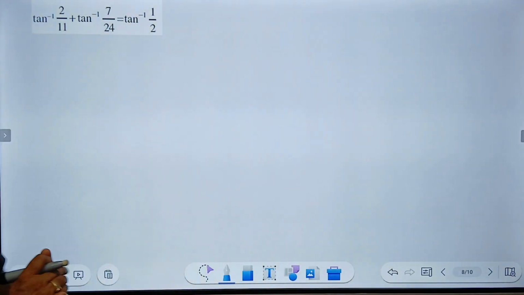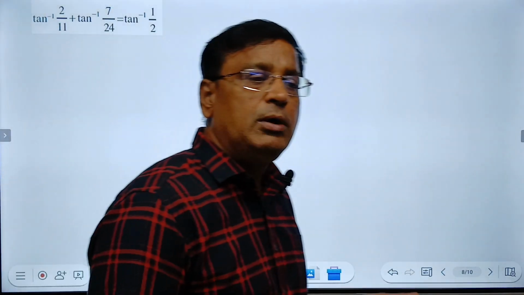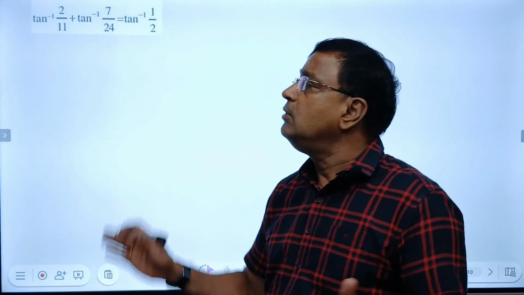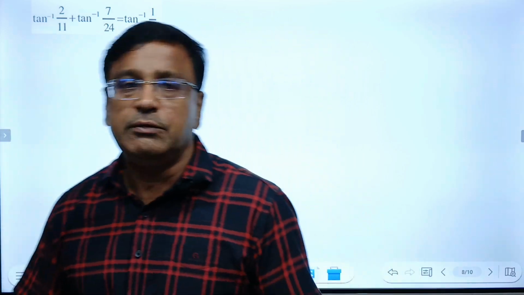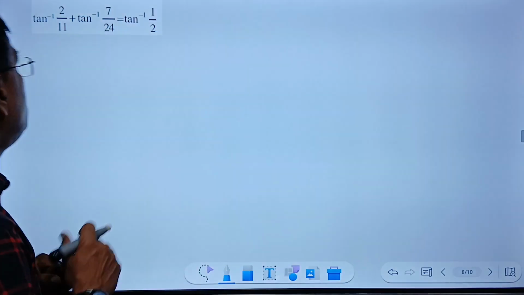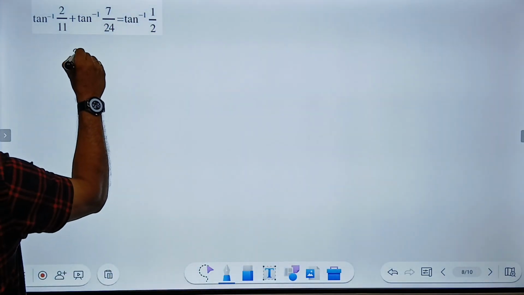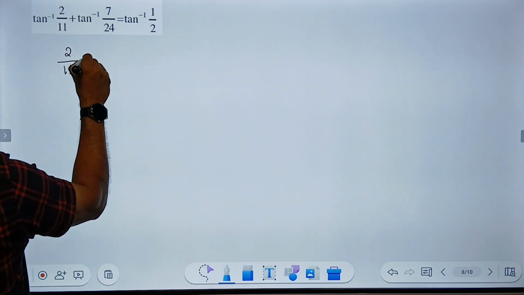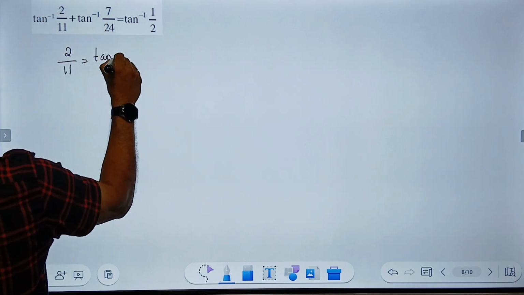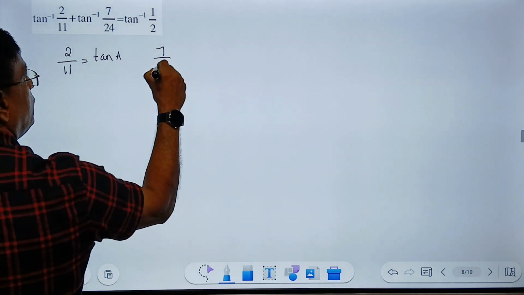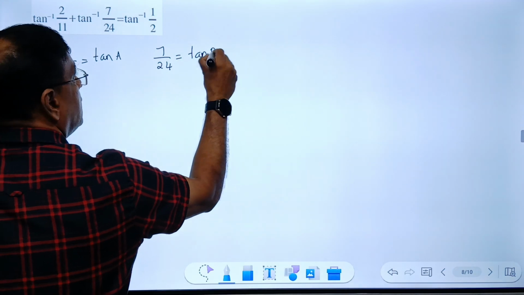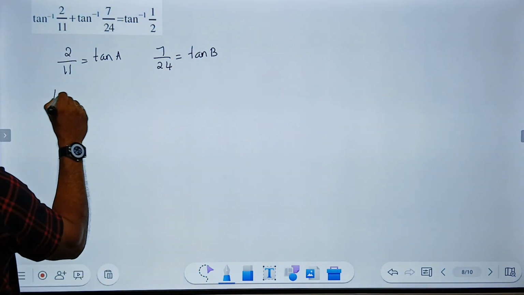Now, this is another question. You have a formula for tan inverse of x plus tan inverse of y, but I think it is not in the syllabus now. So we cannot use that formula, but without that also you can do it. Now, how do you do it? Take 2 by 11. I told you, right? Since it is tan inverse, take 2 by 11 as tan A and take 7 by 24 as tan B.